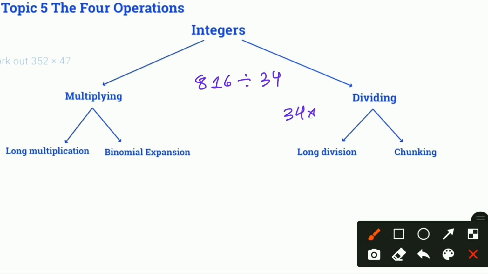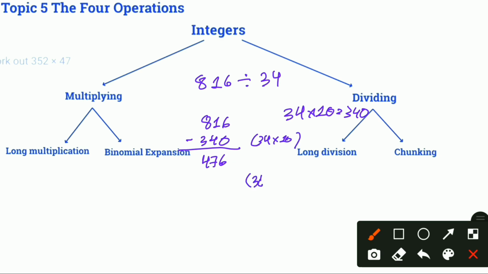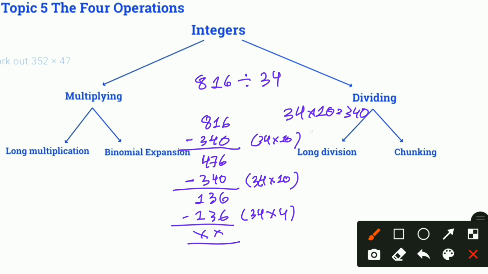What happens if we multiply 34 by 10? So it's going to be 340. Okay, so 816 minus 340, then you'll get 476. Write it down in the bracket. 34 multiplied by 10, then again 34 multiplied by 10, 340 minus, and then it's going to be 136. Okay, 34 multiplied by 4 is 136. Cancel. So if you make a total, then it's actually 24. The quotient is 24. Okay, so this is how you do chunking, but long division is much simpler and easier for you guys to use. So I would prefer long division in dividing.